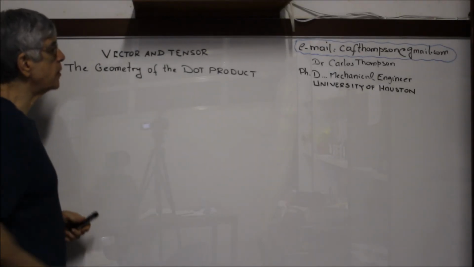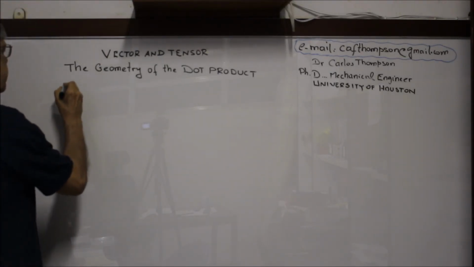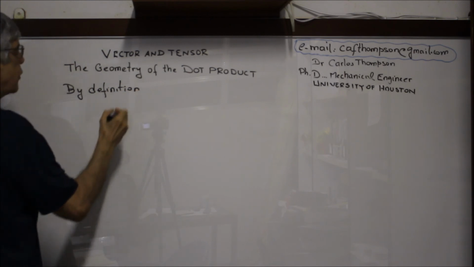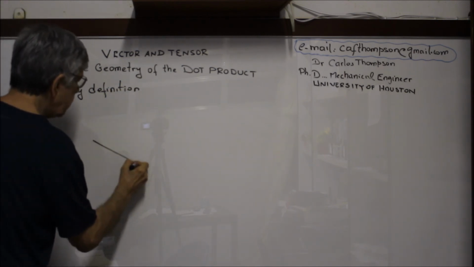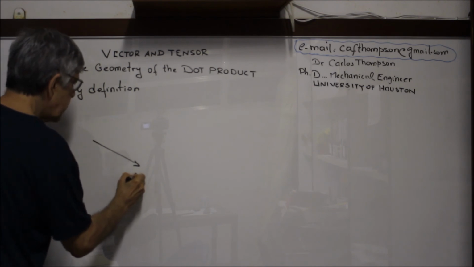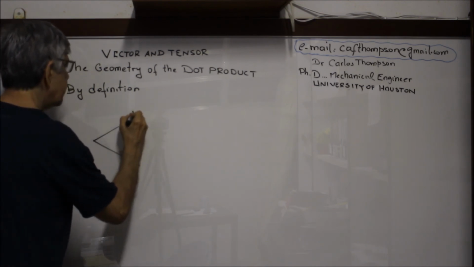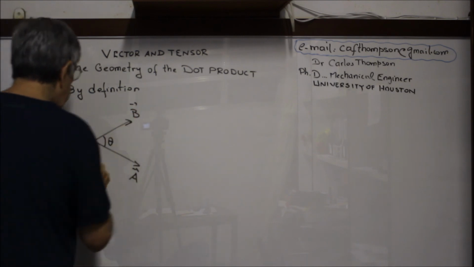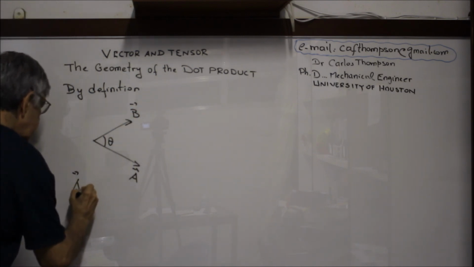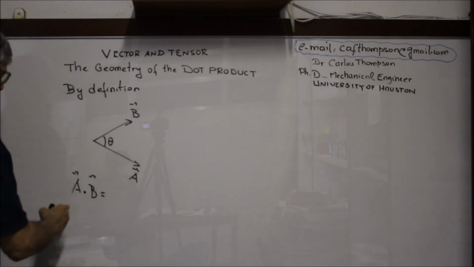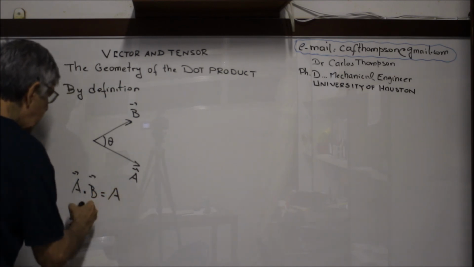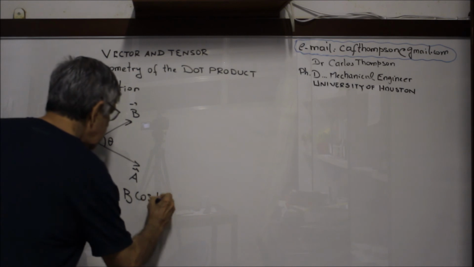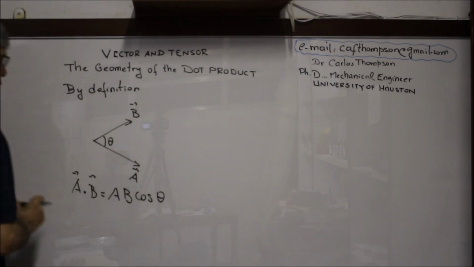The geometry of the dot product. Okay, by definition, the dot product of two vectors, let's say vector A and vector B, with this angle theta, is defined as A dot B equals the magnitude of A times the magnitude of B times the cosine of the angle between A and B, by definition.